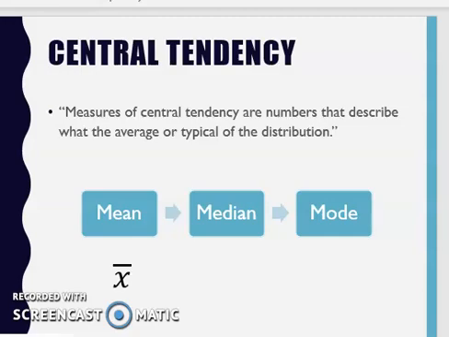Outliers are values that are unusual compared to the rest of the data set by being extremely large or extremely low numerical values. Another time when the median is better to use than the mean is if the data is skewed.